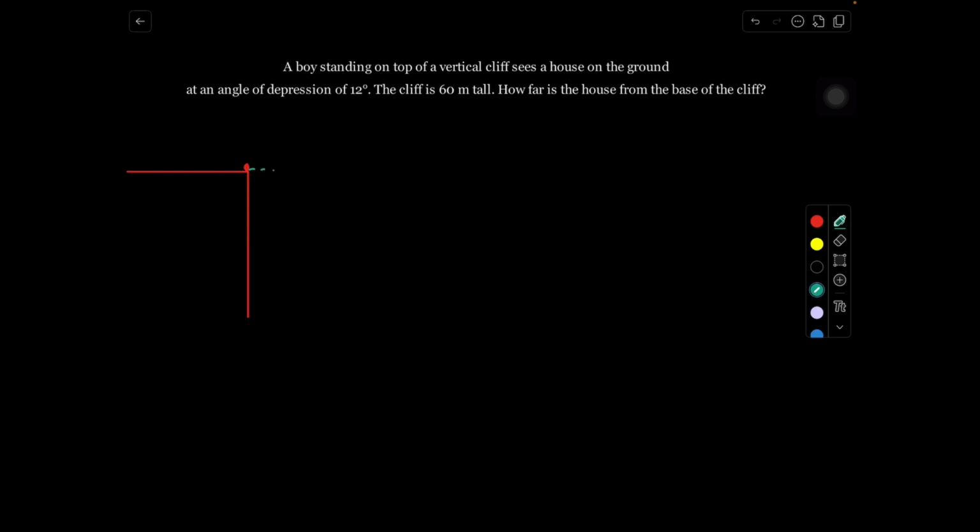Imagine you're looking straight ahead, so imagine there's a flat line. The angle of depression is how much you have to look down from that flat line, so 12 degrees until you see what you're looking at. So our angle of depression is 12 degrees right there. Okay, it's not on this side, it's how much you have to look down from the flat. It's as if you're looking straight ahead, how much you have to look down.